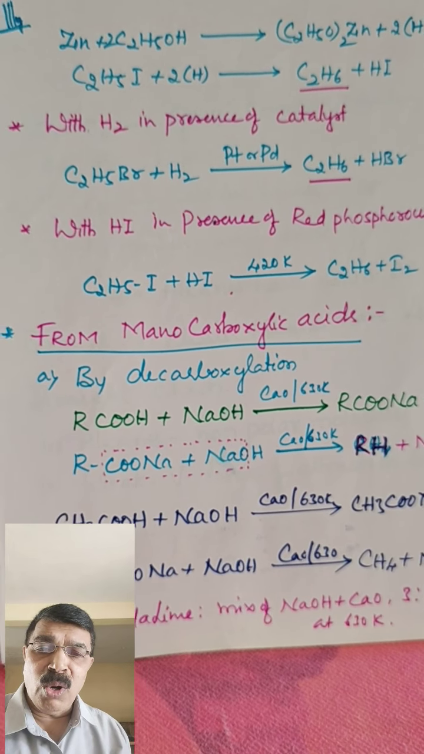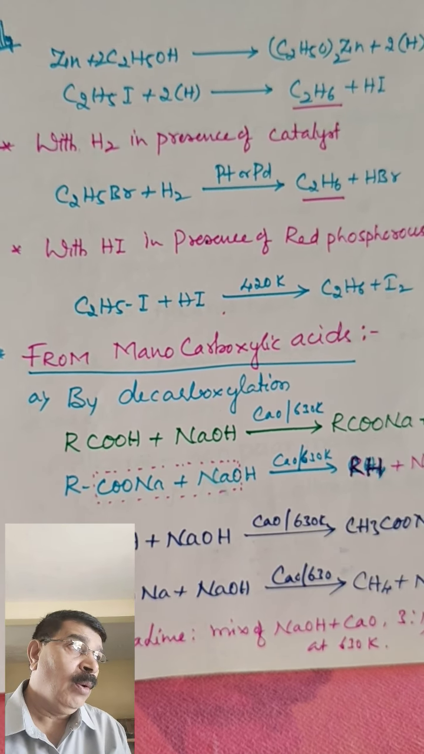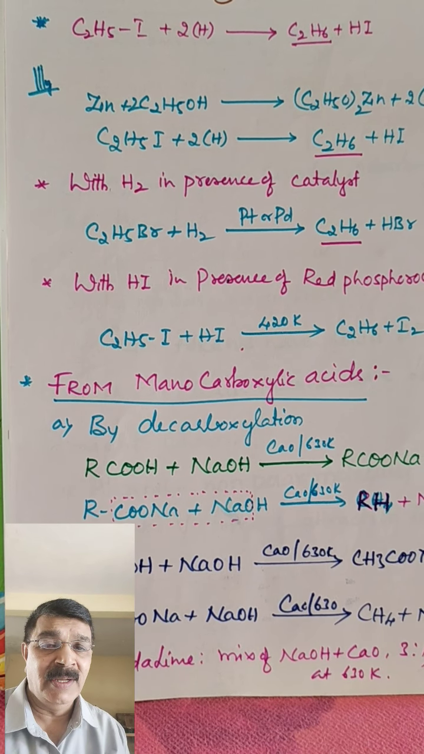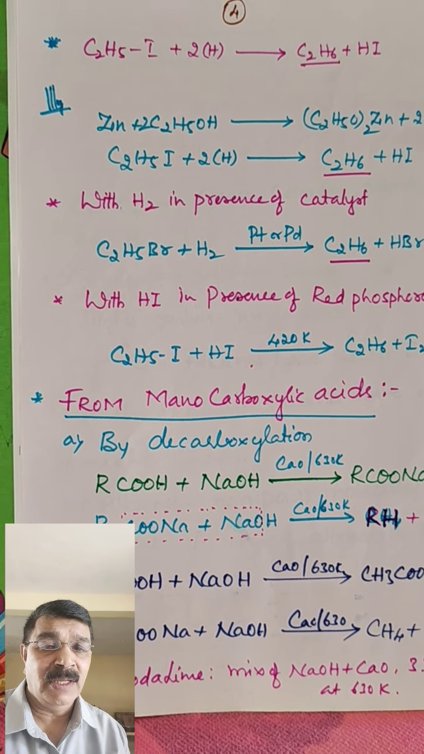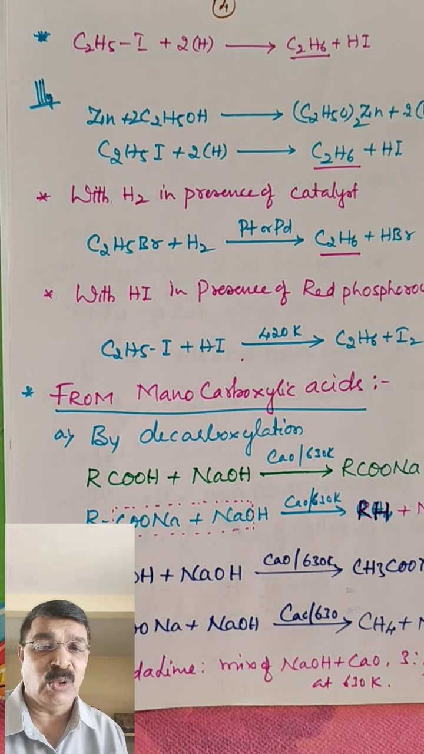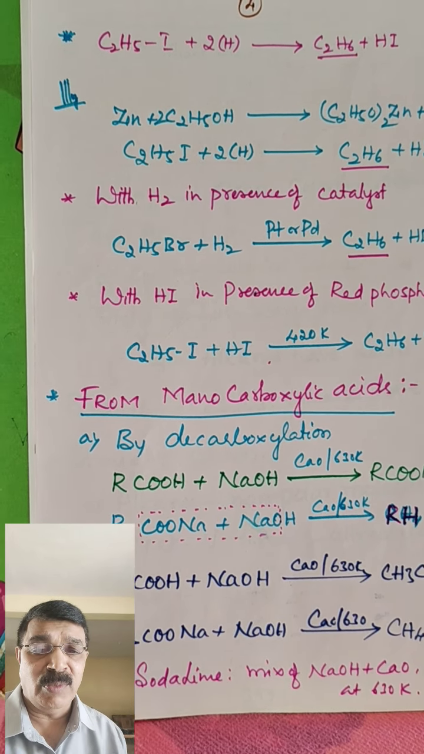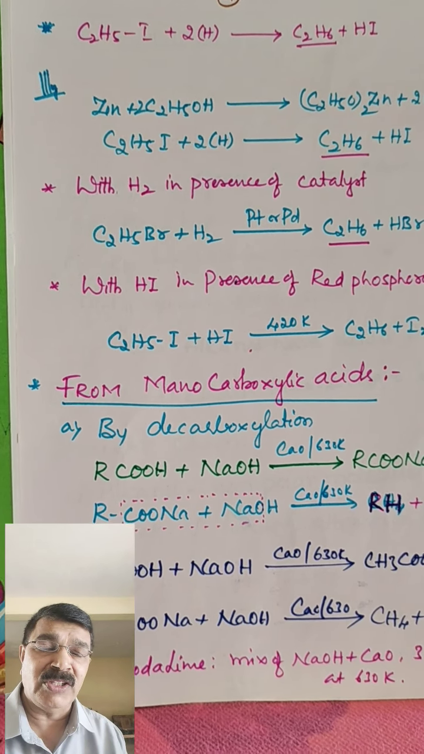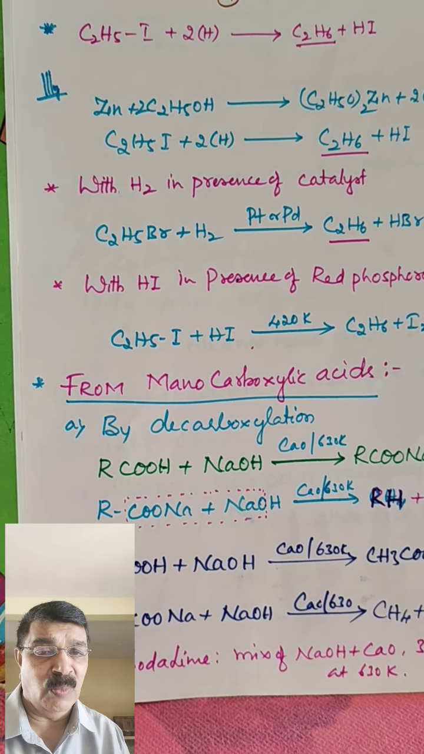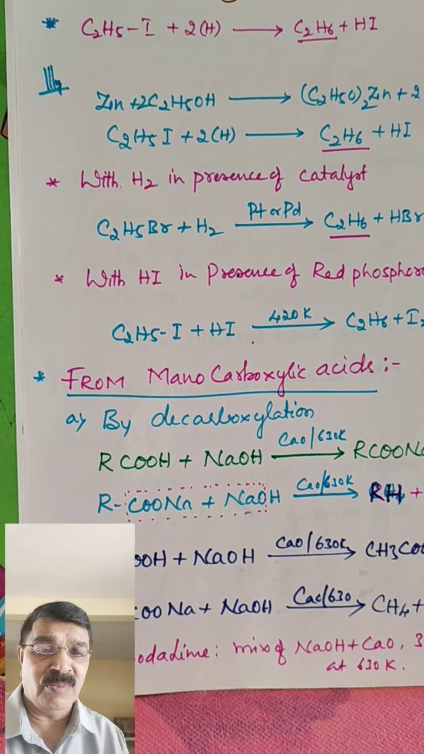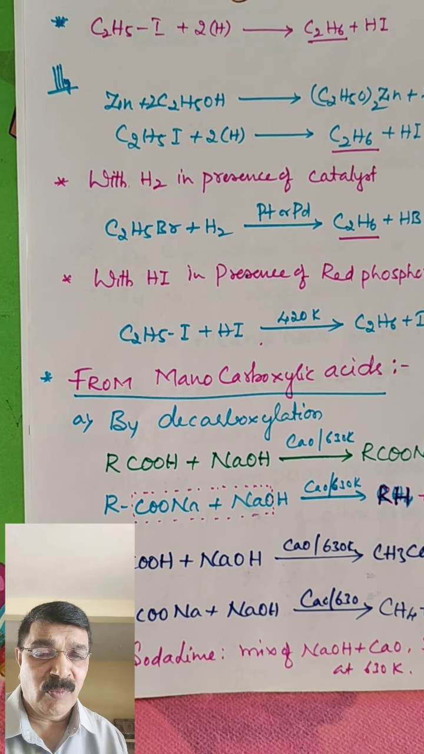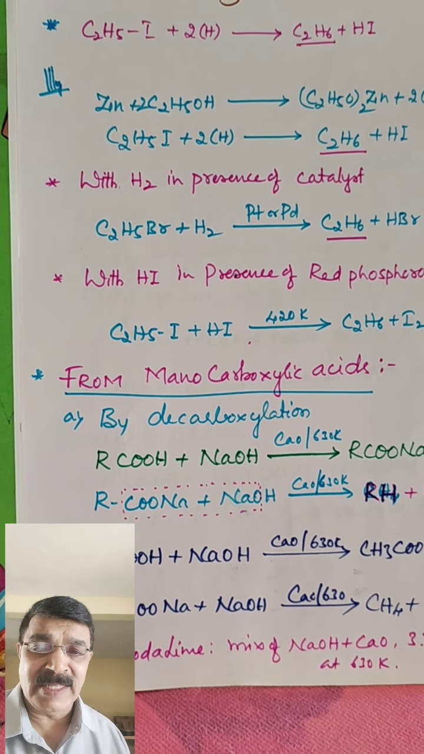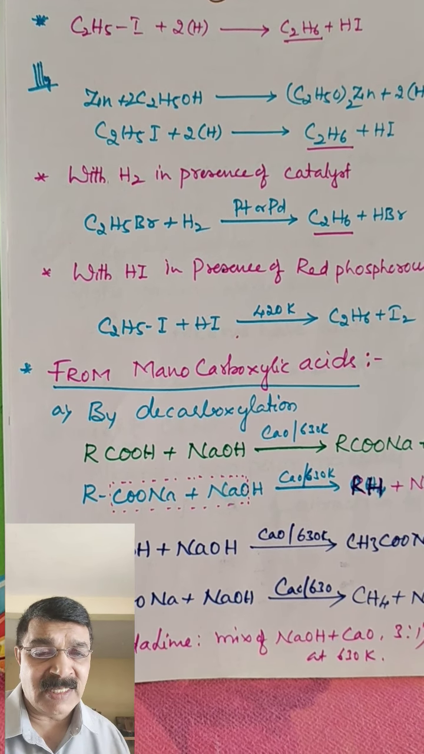From monocarboxylic acid, once again you should remember the functional groups, dear students, because in the first year you may not know about them. First you go for functional groups. Alcohol is a functional group, acid is a functional group, aldehyde is a functional group. That is in the 10th standard. Once again I tell you, alcohols have the OH group, aldehyde the CHO group, and acid the COOH group.